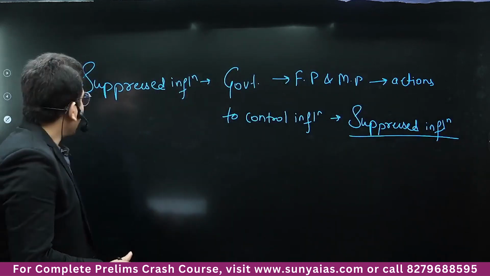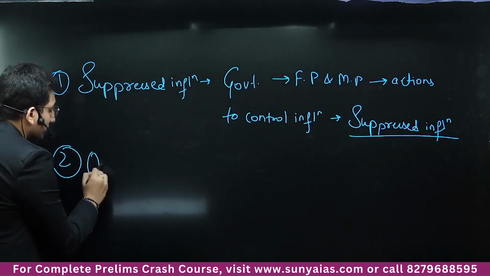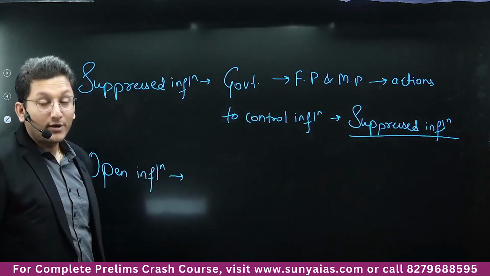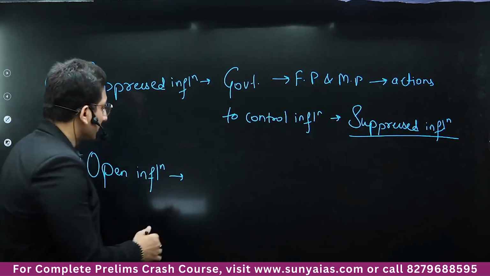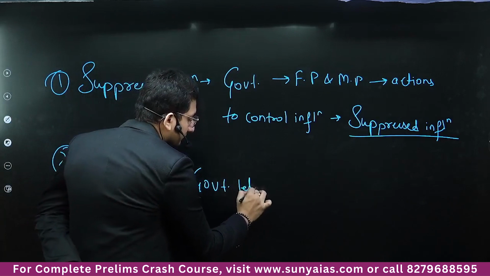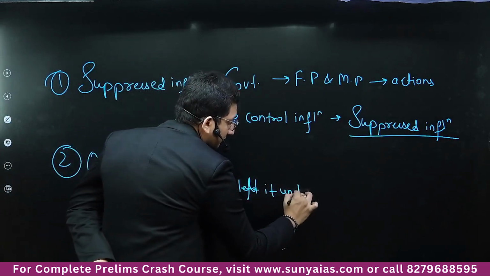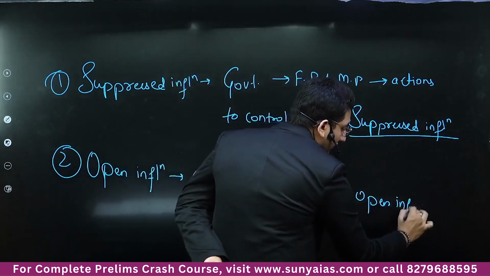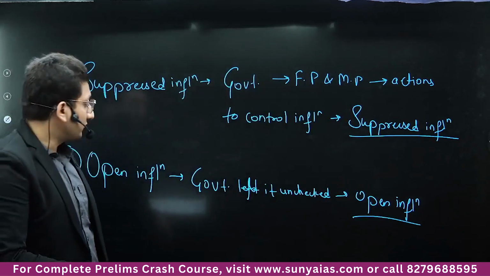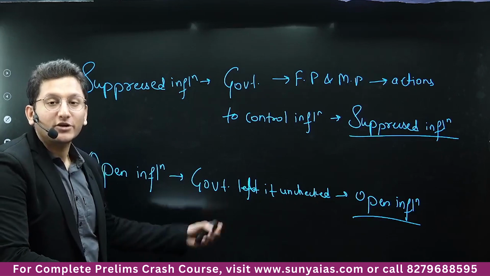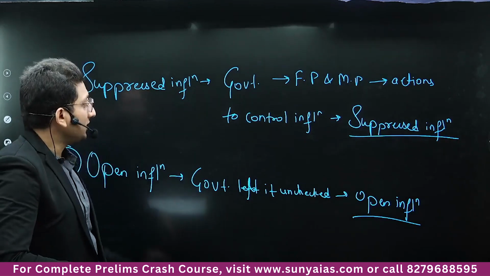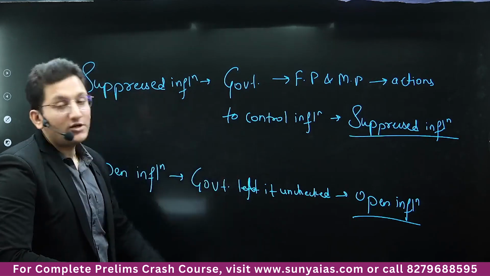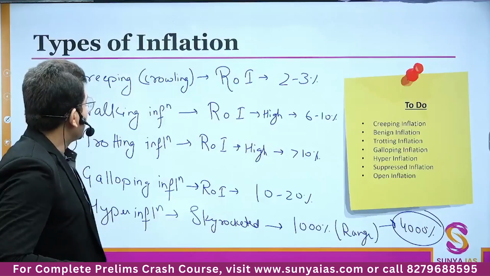So it's a too big risk. The second one is the open inflation. Now, again, it's a too big risk, but sometimes the government leaves it unchecked, and that we will call an open inflation. It's because the government is not checking that inflation. They are not taking any measures, right? That is what we call open inflation. And when the government is taking measures through fiscal policy and monetary policy, that we will call suppressed inflation. Getting sare types clear hai yahan se?